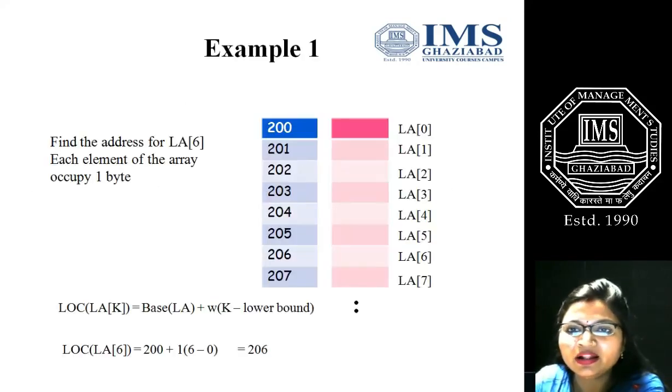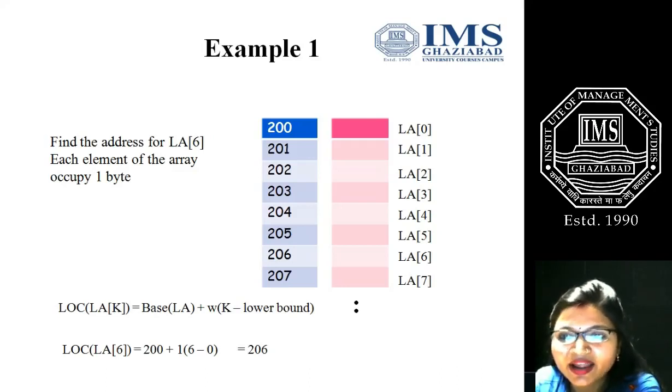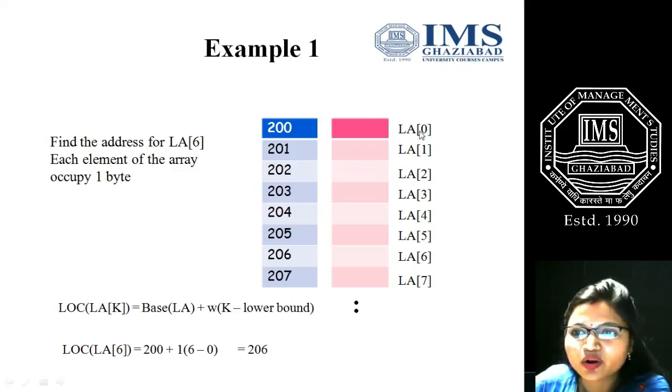So for example, if you want to find out the address of the element at index 6, how will you find it? Since each element of the array occupies 1 byte, and here we have started the index from 0, I am talking about the element at index 6, that is 0, 1, 2, 3, 4, 5, 6. Basically I am talking about the 7th element present in the array, whose index is 6.